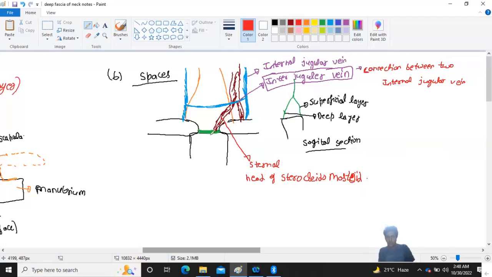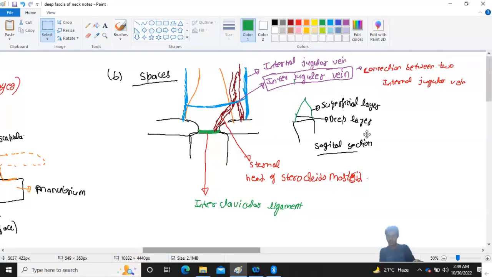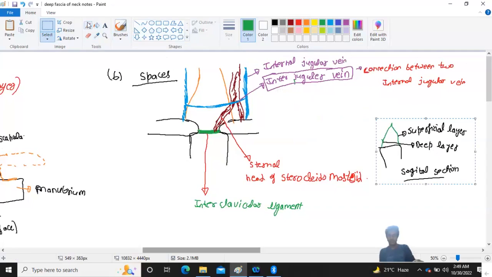And this is called the interclavicular ligament. This is the interclavicular ligament. So here is the name of this structure. This is the sagittal section of this.